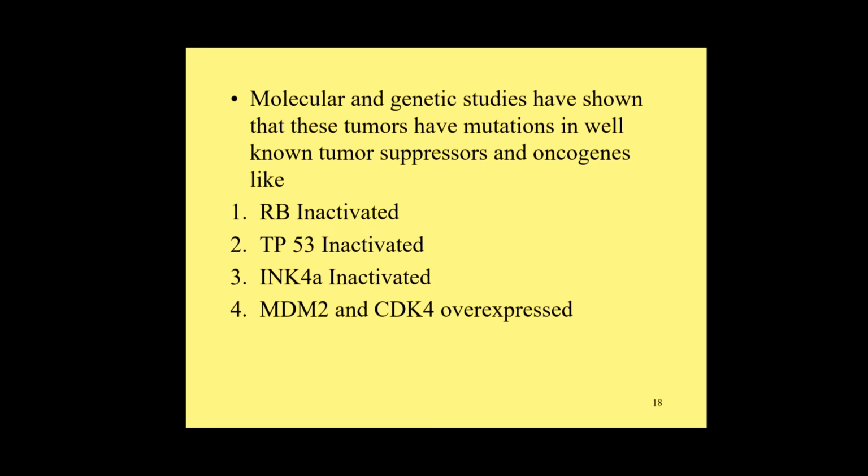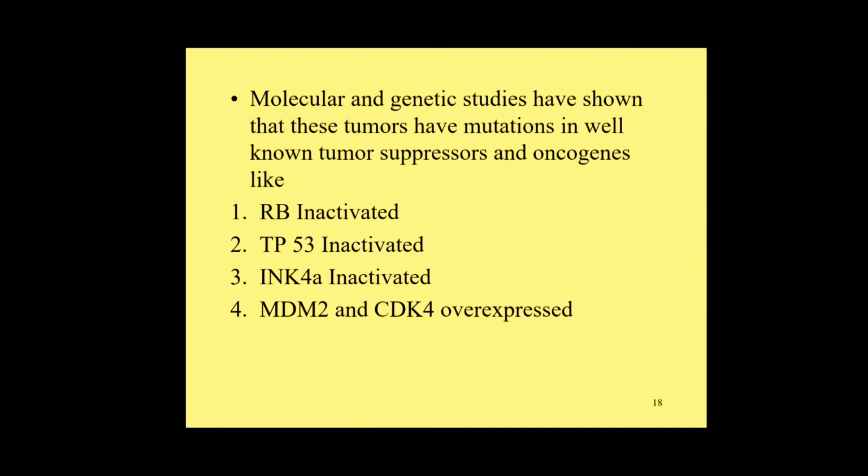A brief mention about the genetics of osteosarcoma is that there are mutations in tumor suppressors and oncogenes, like the retinoblastoma gene, which is inactivated. So this is a cell cycle regulator gene, and this leads to cancer formation. Then TP53, again a cell cycle regulator, the guardian of the genomic integrity. So the loss of or mutation in this gene will lead to Li-Fraumeni syndrome, which causes multiple cancers in different organs.